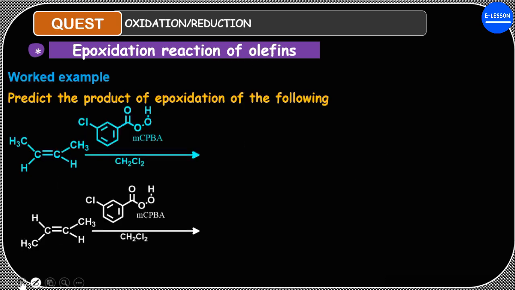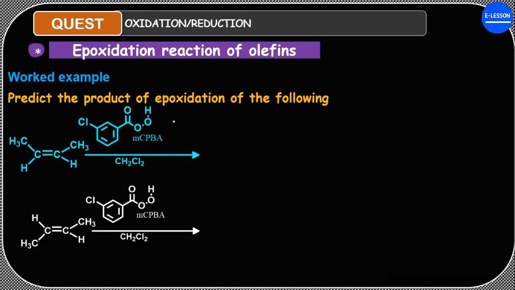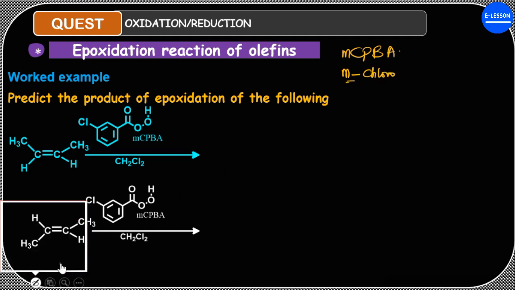So having learned this, let us put it to work. Predict the product of epoxidation of the following. Now, one of the peracids that is mostly sold to be used for epoxidation is this. What is the meaning of this MCPBA? It means meta, that means at the meta position, right? Meta chloro means at the meta position there is a chloro group there.